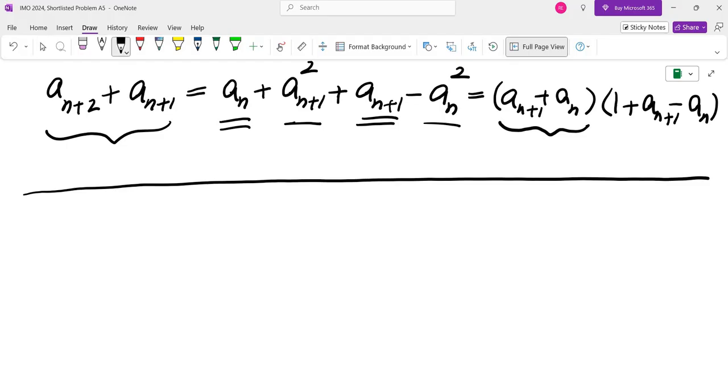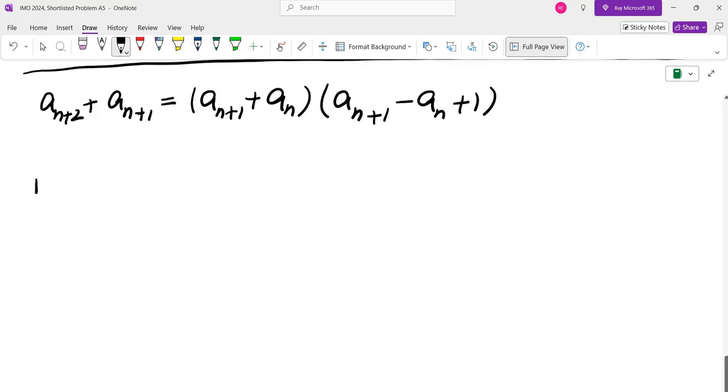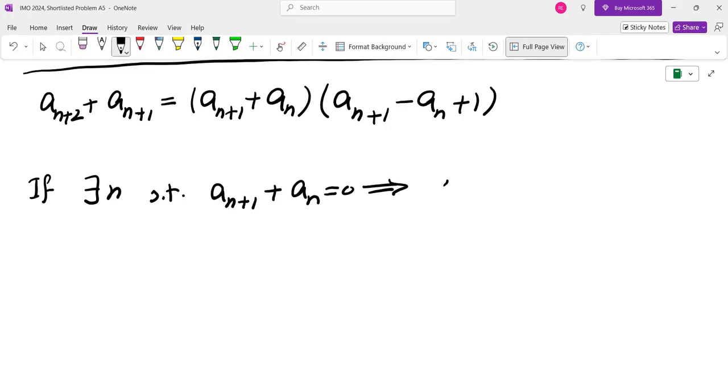First thing is we can write down the recursion as a_{n+2} + a_{n+1} = (a_{n+1} + a_n)(a_{n+1} - a_n + 1). Now, if there is an n such that a_{n+1} + a_n is equal to 0, then a_{n+2} + a_{n+1} is equal to 0.